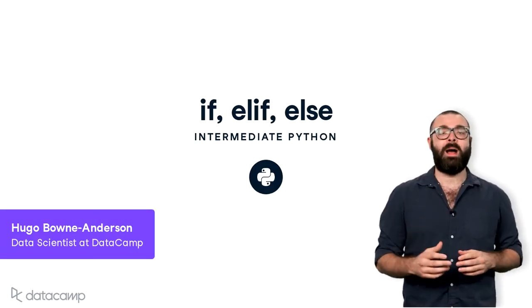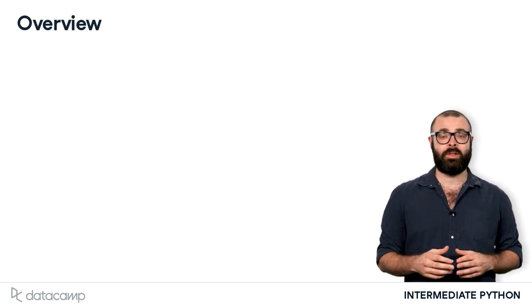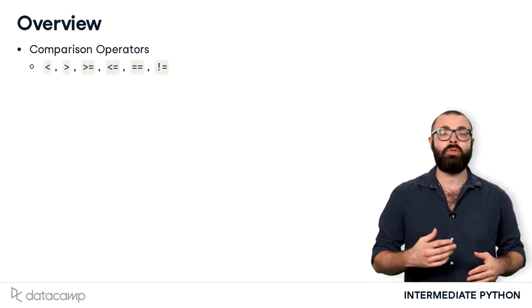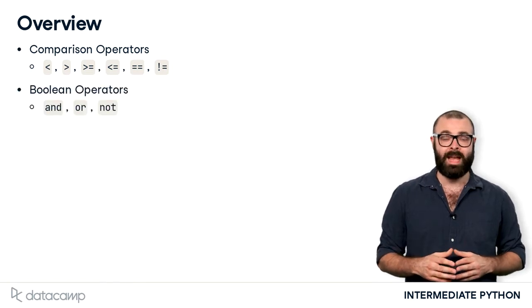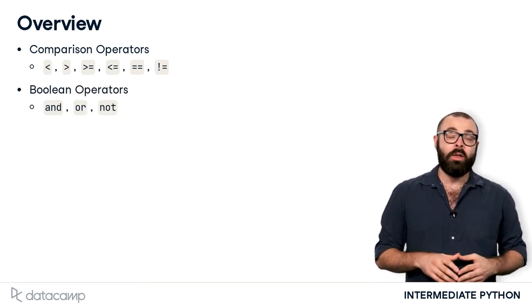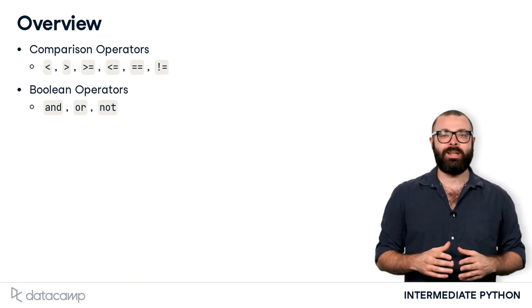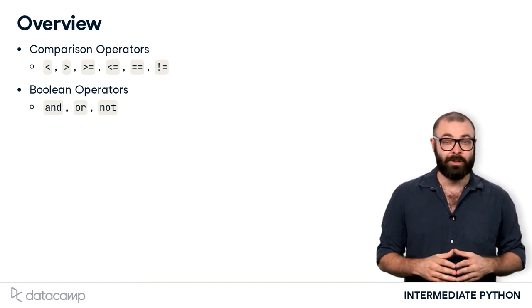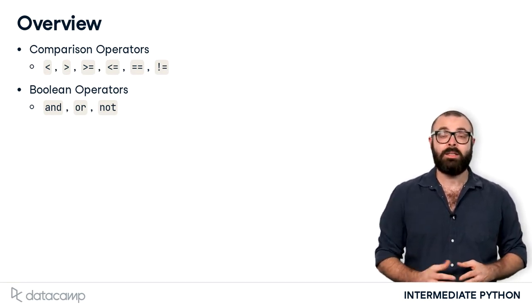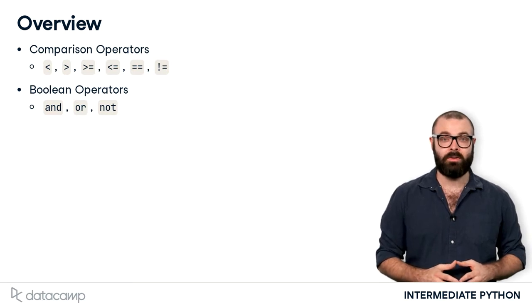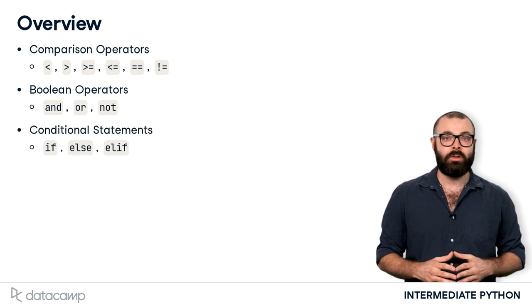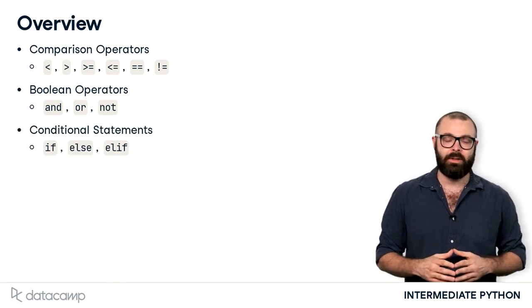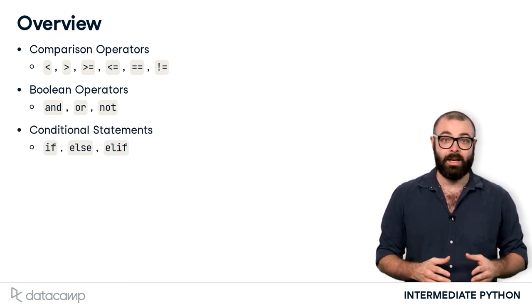So you know about comparison operators now, such as less than and greater than. And you also know how to combine the Boolean results using Boolean operators such as and or. Things get really interesting when you can actually use these concepts to change how your program behaves. Depending on the outcome of your comparisons, you might want your Python code to behave differently. You can do this with conditional statements in Python: if, else, and elif.